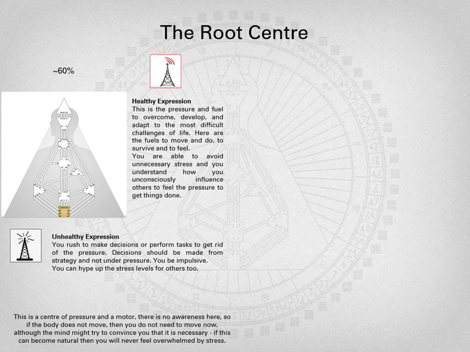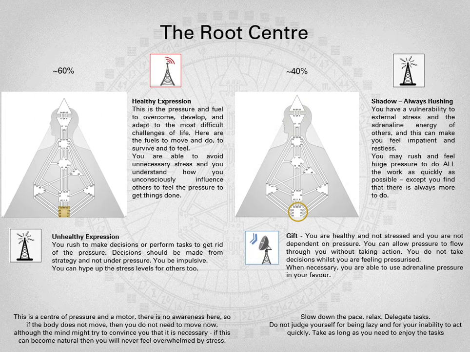And the shadow of the open root is that you are always rushing. You have a vulnerability to external stress and the adrenaline energy of others, and this can make you feel impatient and restless. You may rush and feel huge pressure to do all the work as quickly as possible, except you find there is always more to do.